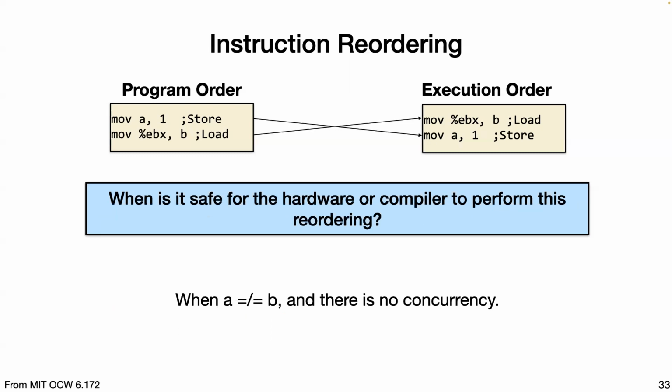When is it safe for the hardware or compiler to do the reordering? If A is not equal to B. Like you were saying, if they're equal, then you cannot reorder them, because you need to wait for the store to finish before you get the correct value from the load. And also when there's no concurrency, because if there was, you have to make sure that the store instruction has finished. You cannot, but I will tell you later that the hardware takes care of it for you.